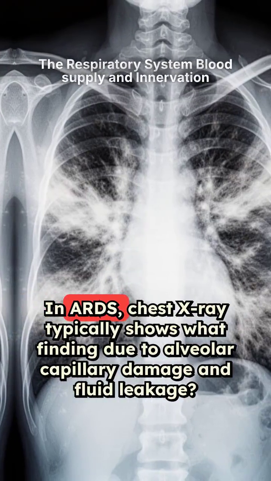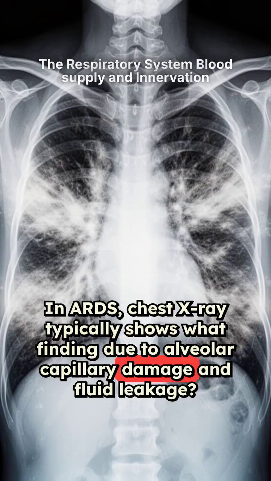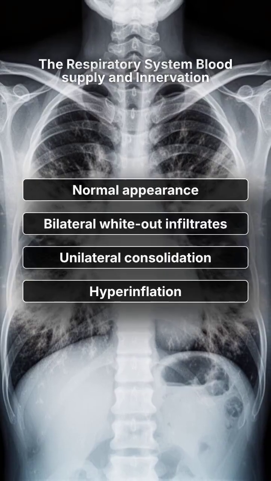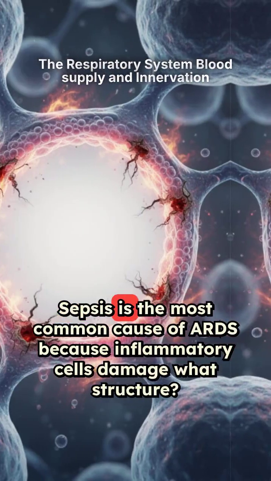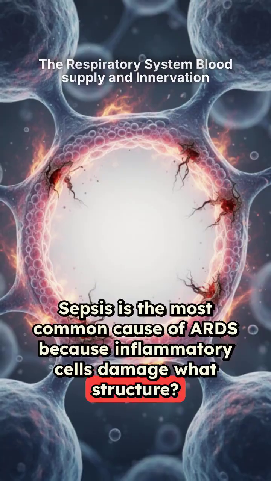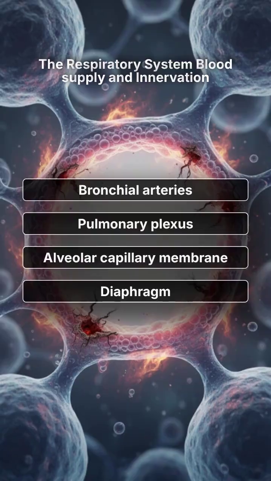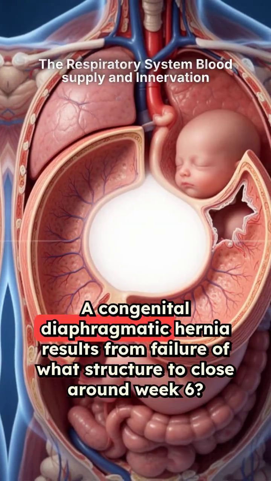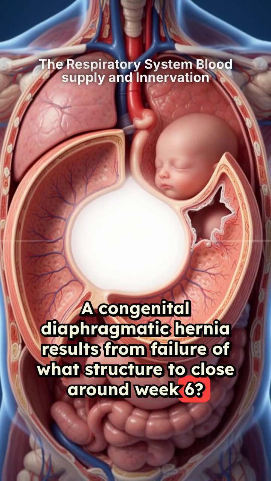In ARDS, chest X-ray typically shows what finding due to alveolar capillary damage and fluid leakage? Sepsis is the most common cause of ARDS because inflammatory cells damage what structure? A congenital diaphragmatic hernia results from failure of what structure to close around week 6?